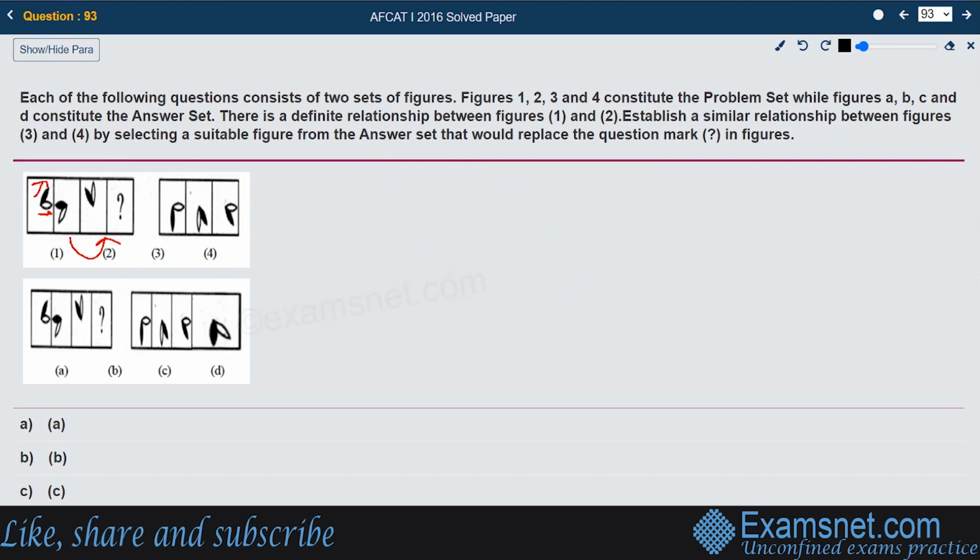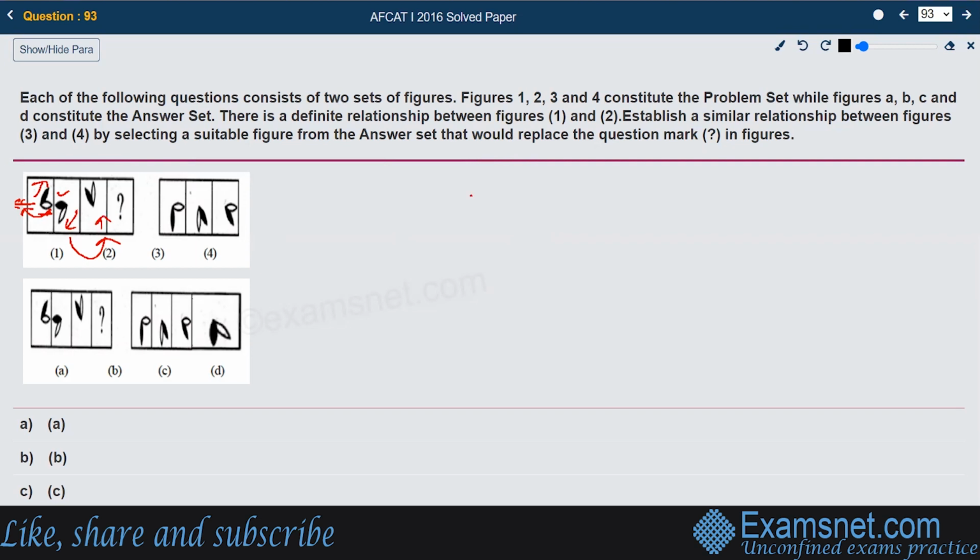In 2, what he is doing is, this hollow leaf has been shifted, taken a mirror image of, shifted this way and filled, and this filled leaf has been brought down, taken a mirror image of, brought down like this, and made hollow. So the hollow one is made filled and the filled one is made hollow. This is the first change. And the next change is that they have taken the mirror image of that. So that's what we should do with this.